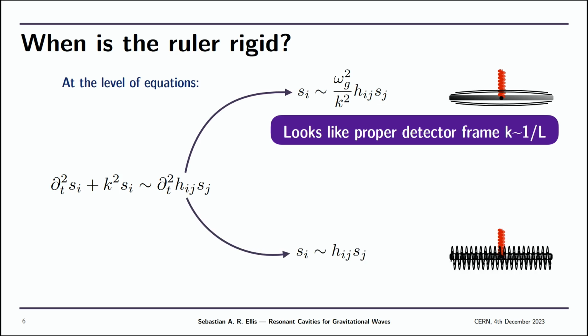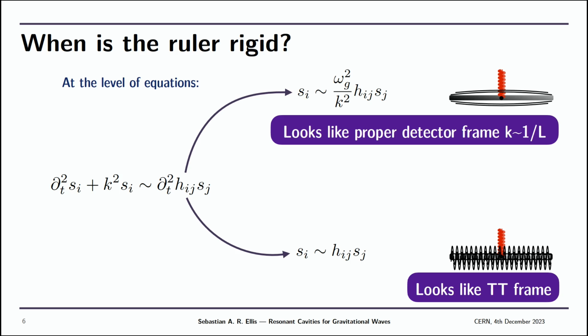So this looks very much like your usual intuition for calculations in the proper detector frame. If, on the other hand, I am in the very, very short wavelength limit, the k is sort of irrelevant. Everything on both sides is dominated by the dt squared, and I can solve, and I just find that s goes like h times s. And so you will remember that this looks a lot like calculations that you would do in the transverse traceless gauge, or TT frame.